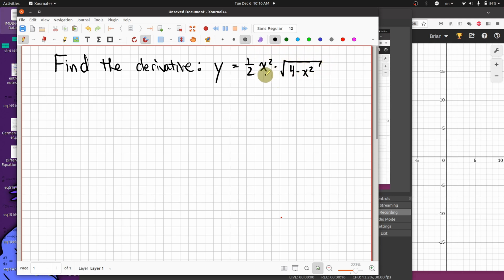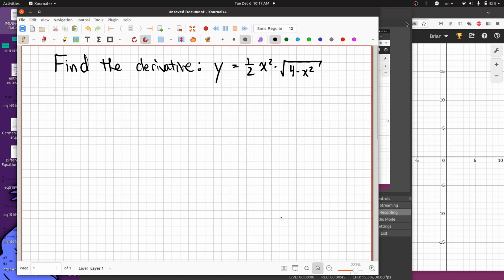I can see that if x is 0, the function is going to equal 0, and if x is plus or minus 2, I'm going to get a 0 factor from this radical expression. So at plus and minus 2 and 0, this function will hit the x-axis. I can also see if x is bigger than 2 or less than negative 2, this function is going to be undefined. I won't get a real number because I'll end up with a negative under the radical.